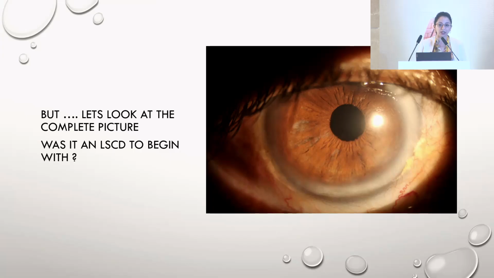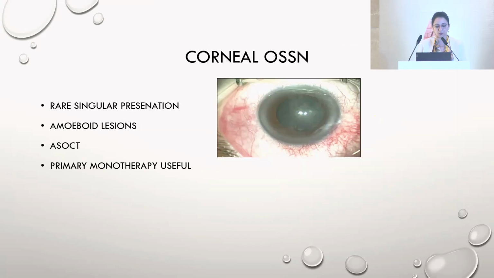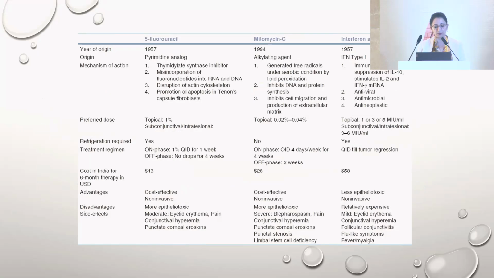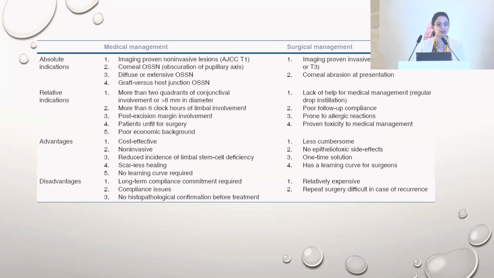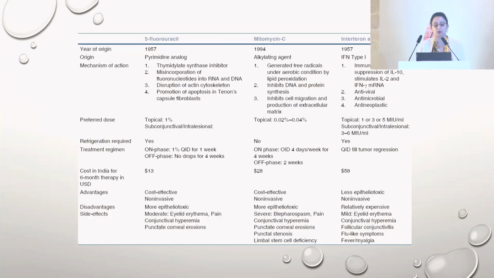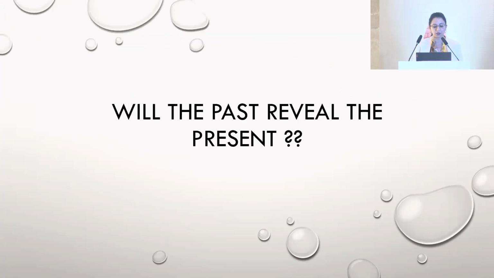So this was not an LSCD, this was a corneal OSSN which was neglected. These are rare singular presentations, amoeboid lesions, and primary monotherapy is useful. Luckily we had a good call with this. This is just to discuss how we can approach the medical and surgical management. If you want to discuss more, I can read it. Otherwise, I'll go to the next case.